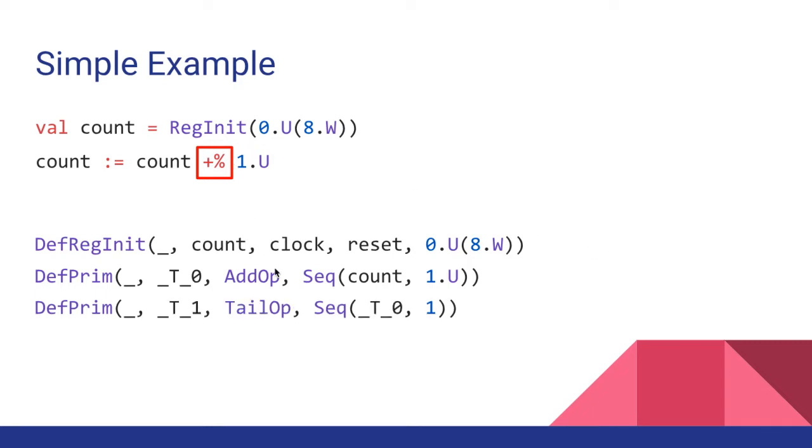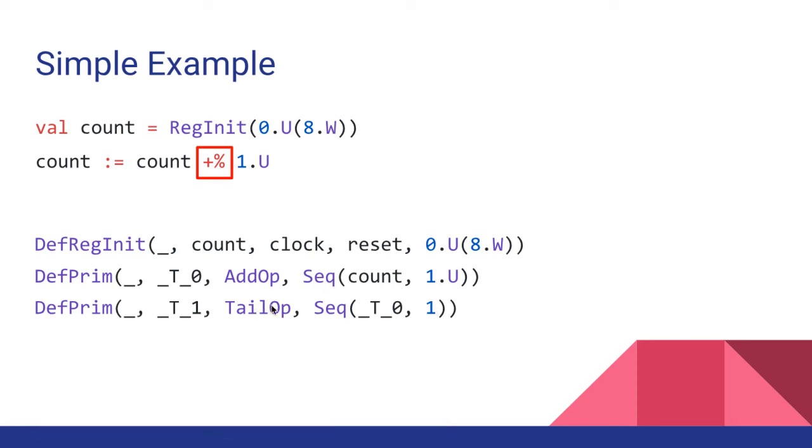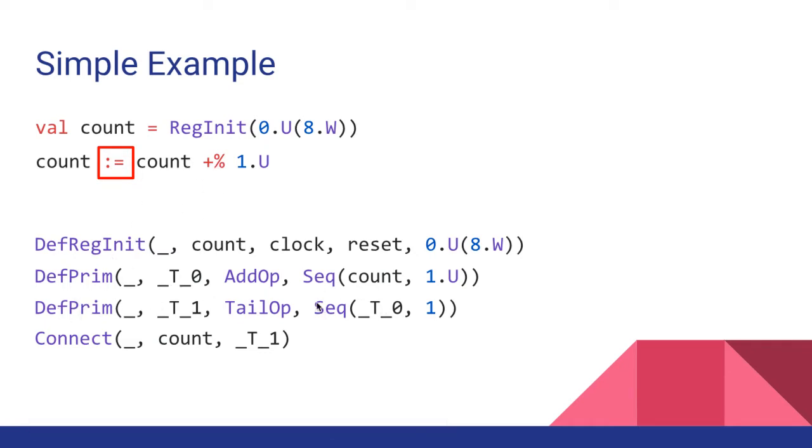Now, I said it's truncating addition. Addition, as we know, expands because you can have overflow. So we then have this tail op come in that will take that original node created, that _T_0, and remove 1 bit from the head. So this tail operation makes this a truncating addition. It's going to throw away that top bit. And then this connection is going to create a connect node, which will connect on the right-hand side the output of this addition, of this tail here, and connect it to the count.